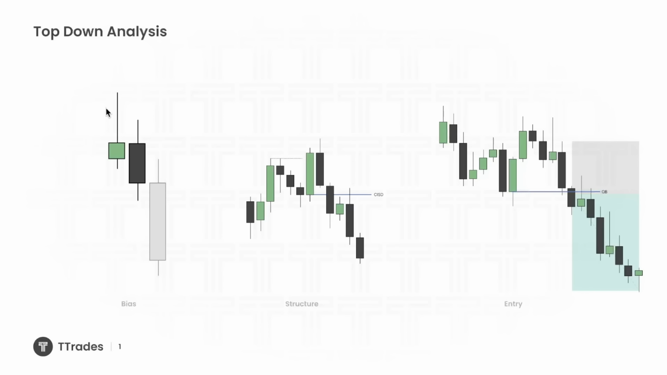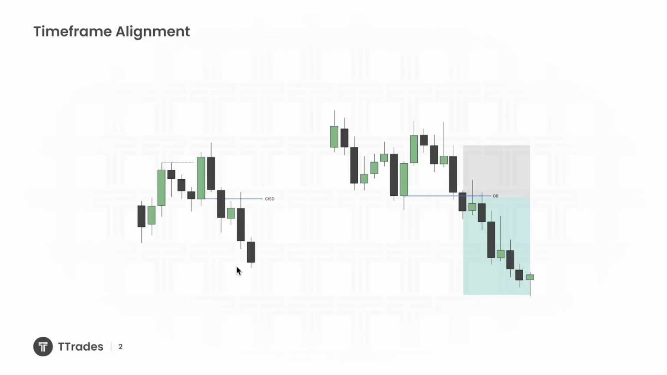So in this scenario, we have formed a swing point and I'm anticipating price to continue lower the next day. So with that bias, I would then go down to my structure and my entry timeframe. Now, what do I look for on my structural timeframe?